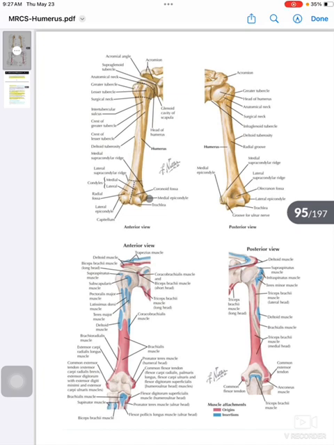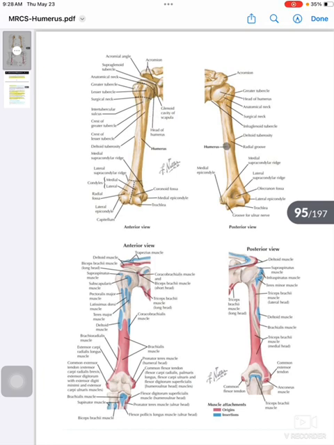Now I'm going to share the most important relations and their clinical significance. Actually, these relations and clinical significance are mostly important for the MRCS Part A and Part B examinations. The surgical neck is related to the axillary nerve. Fracture of the surgical neck causes axillary nerve injury.